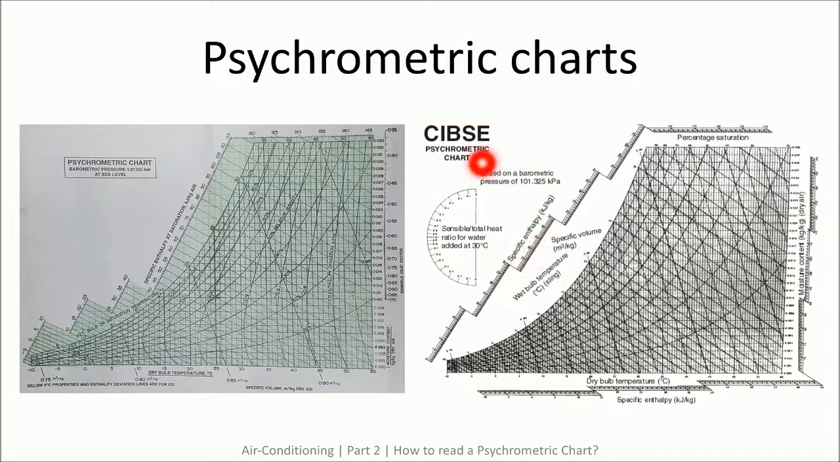The one on the right has a protractor drawn on it. This protractor gives us the value of sensible heat factor, or the ratio of sensible heat to the total heat. Similarly, on the chart on the left hand side, we have an additional axis which gives us the value of sensible heat factor. Now let us have a closer look at these two charts.